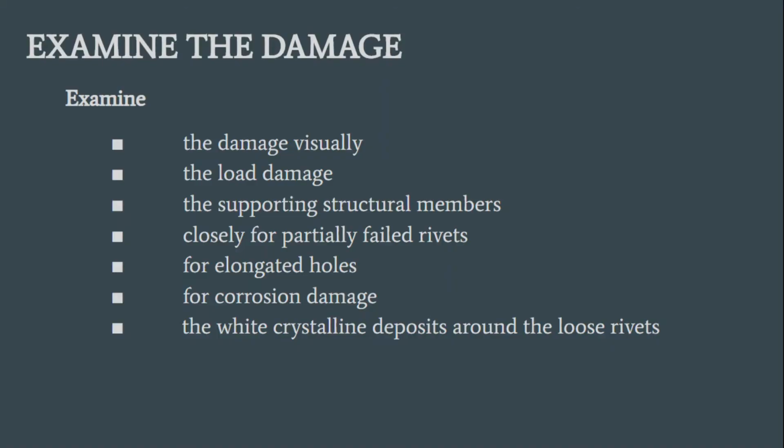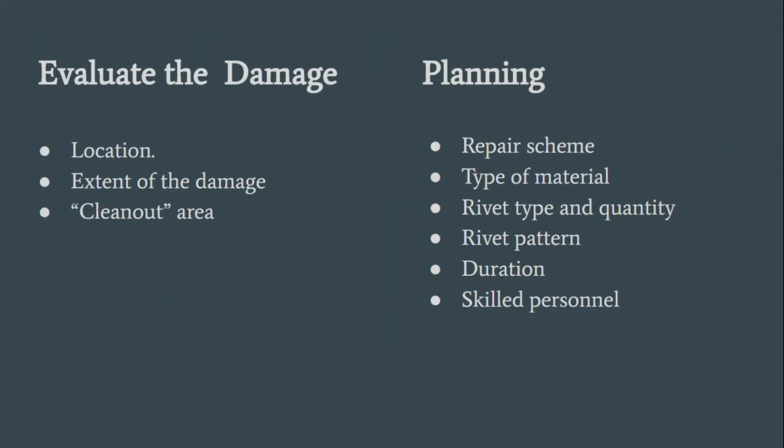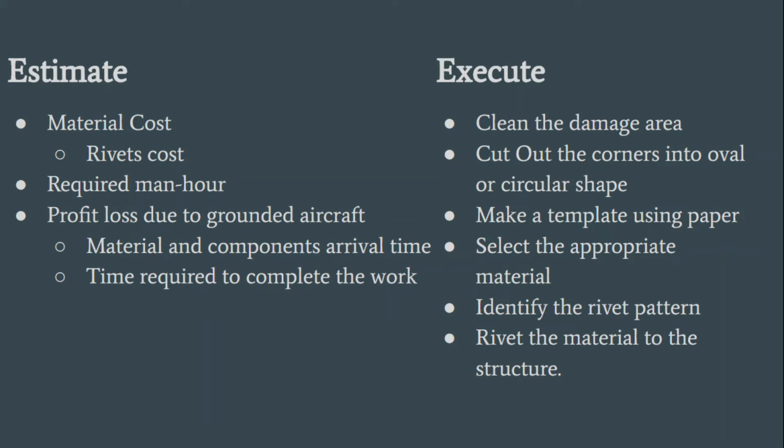Examine the damage visually, the load damage, and the supporting structural members closely for partially failed rivets, for elongated holes, for corrosion damage, and the white crystalline deposits around the loose rivets. Evaluate the damage location, the extent of the damage and the clean-out area. Plan the repair scheme: the type of material, rivet type and quantity, rivet pattern, duration and skilled personnel. Estimate the material cost, the required man-hours, and the profit loss due to grounded aircraft.